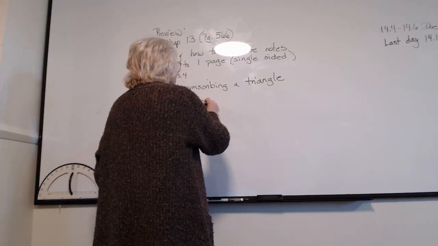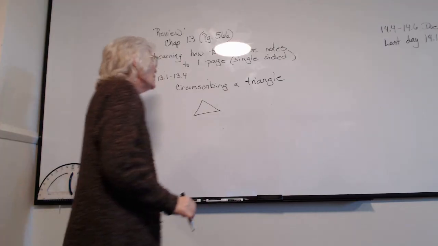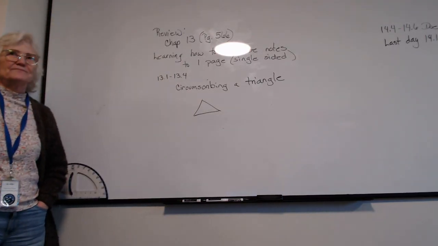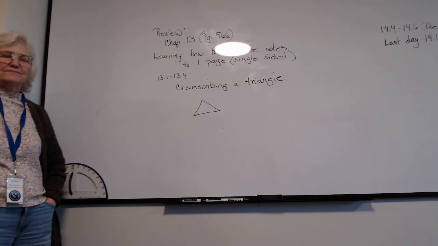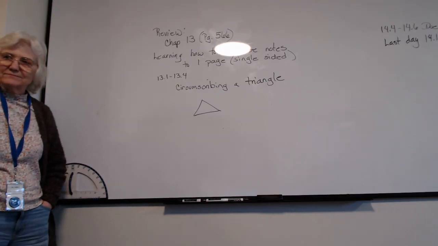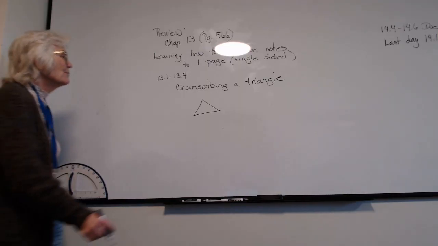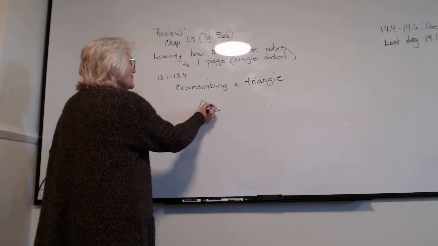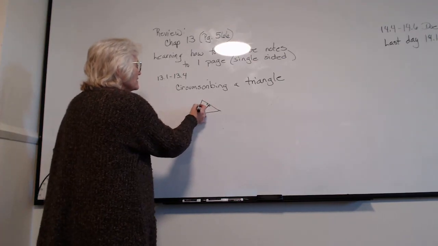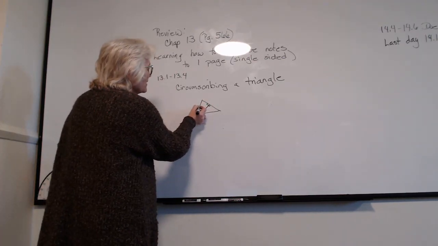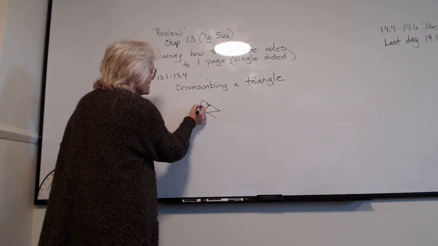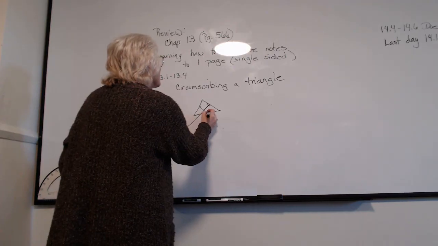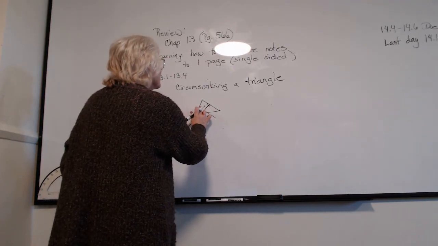Okay, so I have a triangle. How am I going to circumscribe that triangle? You find the bisectors of all the sides, perpendicular bisectors. So we want the perpendicular bisectors. I'm not very good at perpendicular, but it's something like this. And that doesn't match, so my drawing is not good.